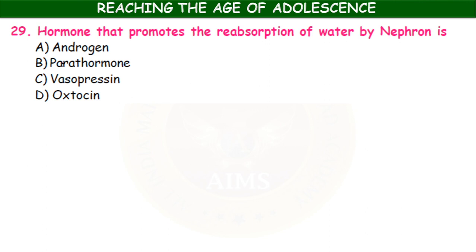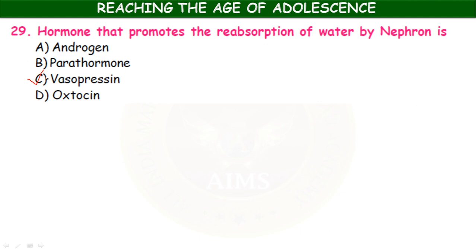The hormone that promotes the reabsorption of water by the nephron is androgens, parathormone, vasopressin, oxytocin. It is the vasopressin, also called antidiuretic hormone, which helps in the reabsorption of water by the nephron. Okay.